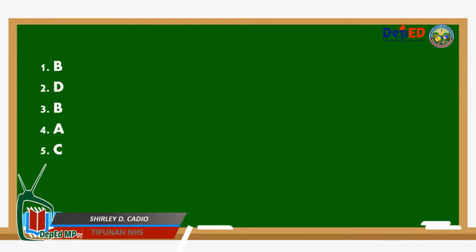Let's now see if you got the correct answers. For number 1, the answer is D. Number 2, letter D. Number 3, letter B. Number 4, letter A. And number 5, letter C.